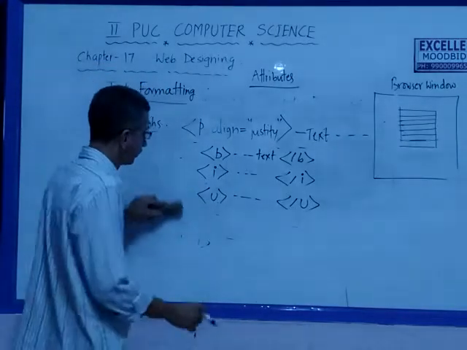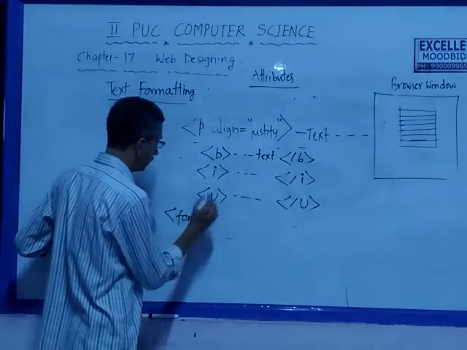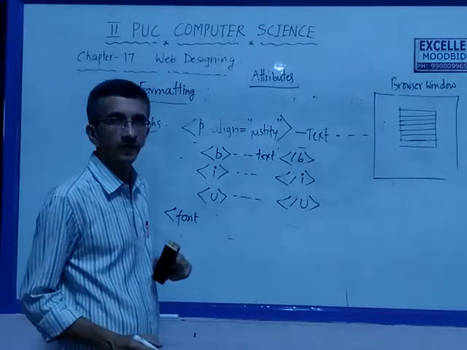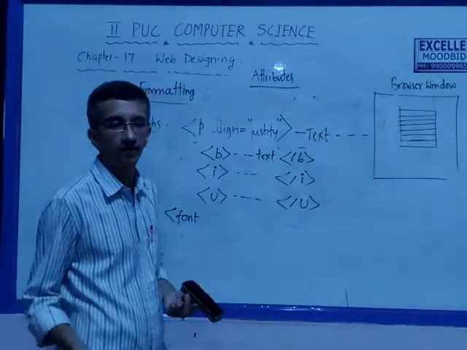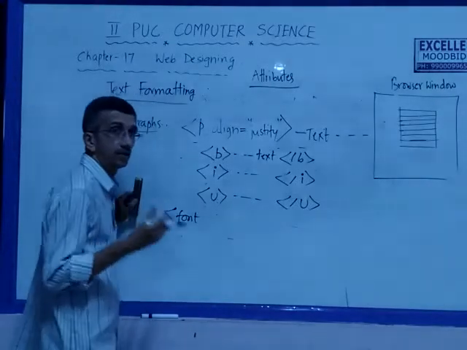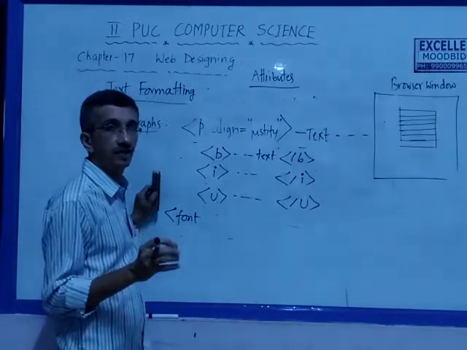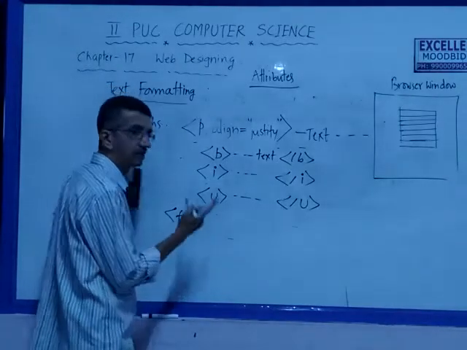There are some other text formatting tags like font. The font tag is not much used in the latest HTML versions, but still it is available. The type of the text, the color of the text and the size of the text can be controlled using the font tag. So it has three attributes.